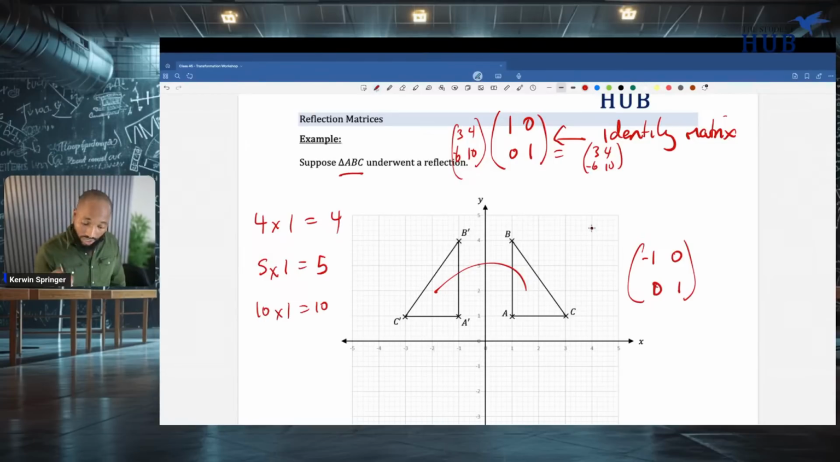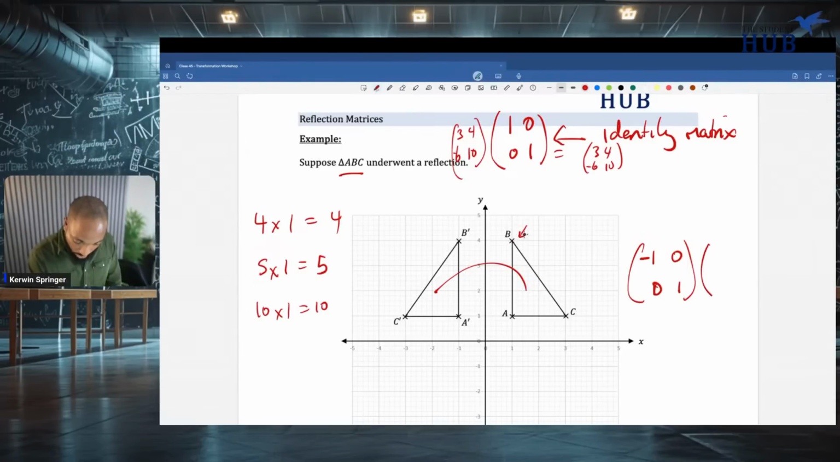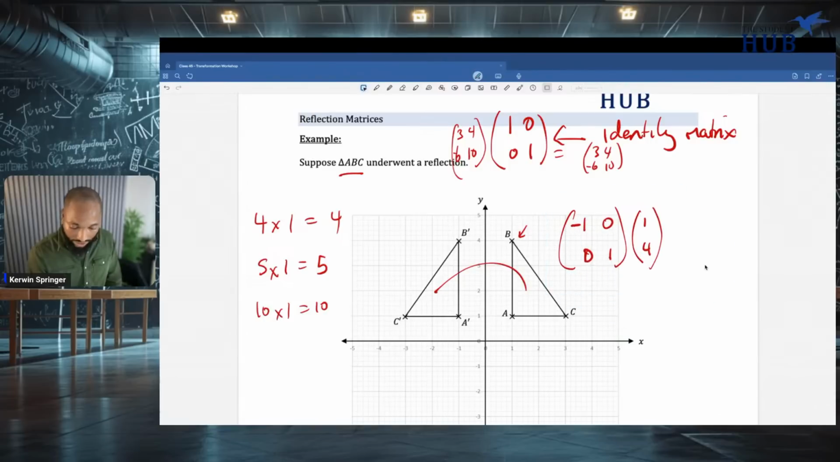So now, if you begin to spice up the identity matrix, like put a negative sign there, all of a sudden the numbers kind of remain the same, but maybe the x might change. If I multiply this matrix by the point 1, 4, negative 1 by 1 gives negative 1, 0 by 4 is 0, 0 by 1 is 0, and 1 by 4 is 4. So you end up with negative 1, 4. The x coordinate turned negative.